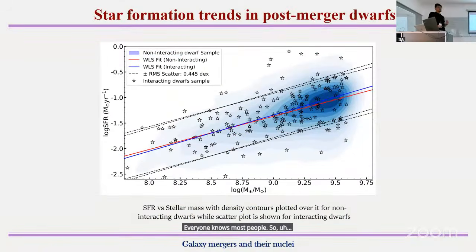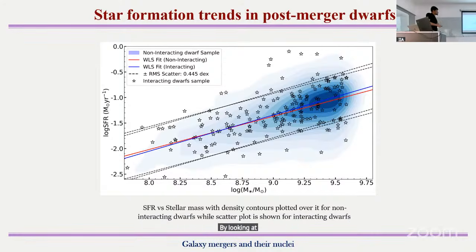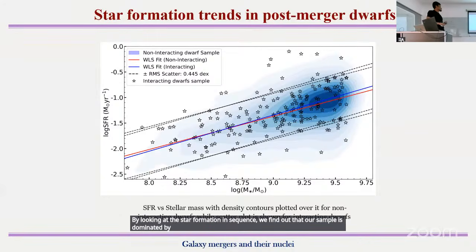Coming to the results part, we are estimating the SFR for post-merger as well as non-interacting isolated galaxies. And this is the star forming main sequence for our whole sample of 6,200 galaxies. By looking at the star formation main sequence, we find that our sample is dominated by star forming galaxies. They are not dominated by quenched or starburst galaxies, even though there are several galaxies lying in the starburst as well as the quenched region.